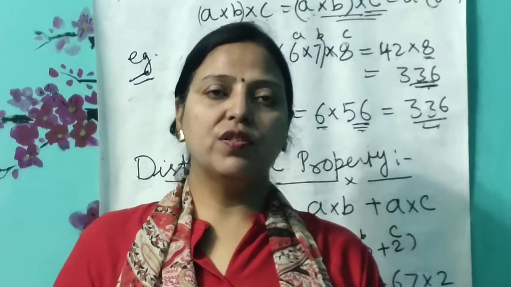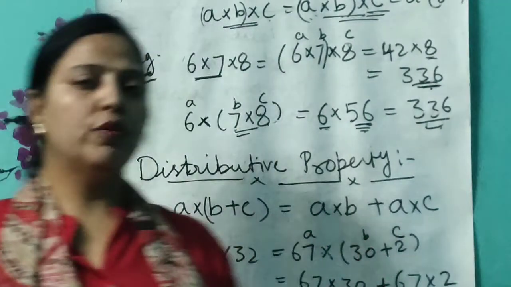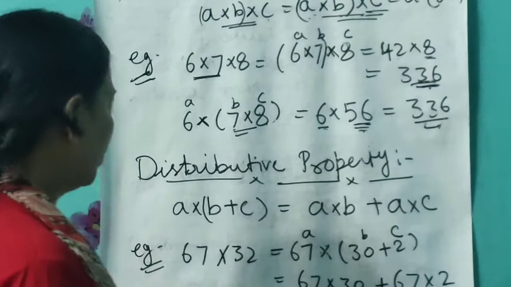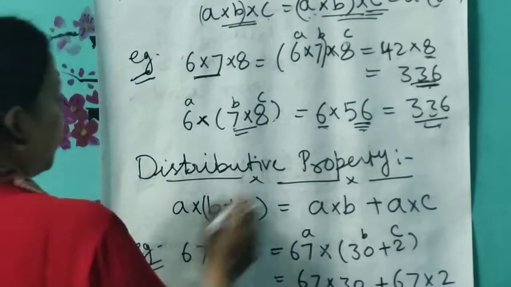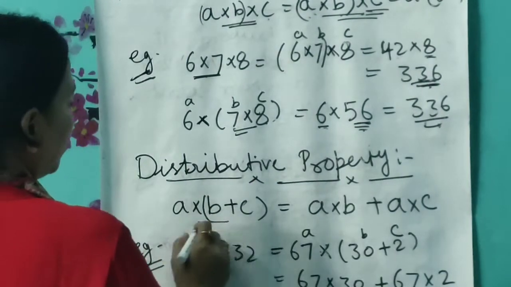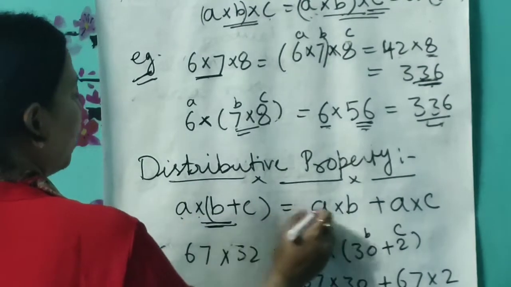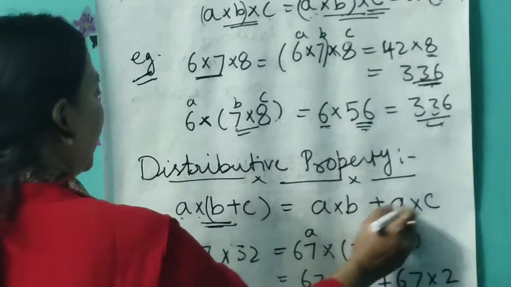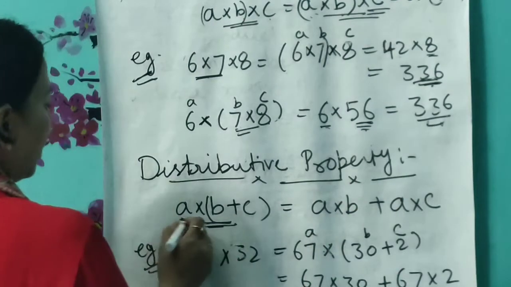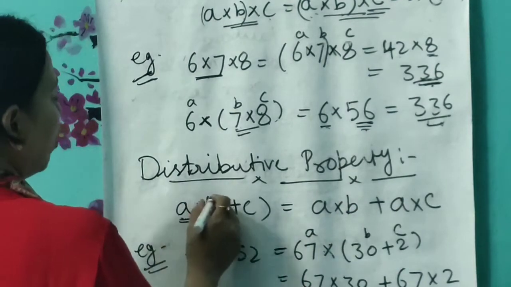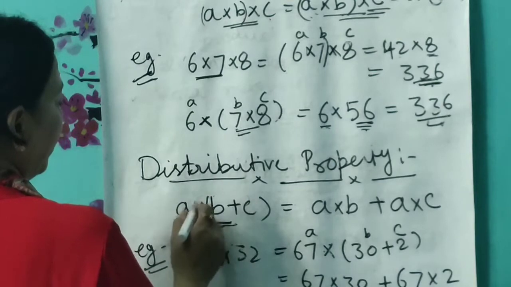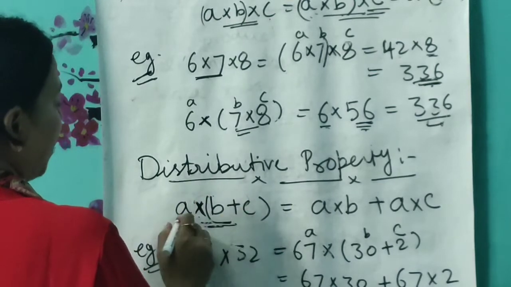Now next is distributive law. Distributive properties of multiplication. So what is the distributive property? You can see here, distributive property is A into (B plus C) is equal to A into B plus A into C. It means this A is distributed on both numbers. Here B plus C is multiplied with A.